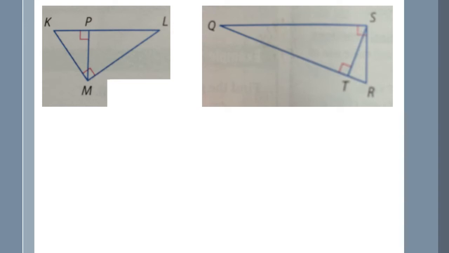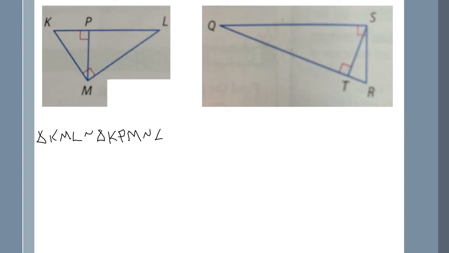So here we're going to do the same thing. You should probably practice along with me again. I'm going to take the large one first. So KLM, or KML, is similar to triangle K, again. P is the right angle, so that's going to go in the middle. And M is going to be the last one.